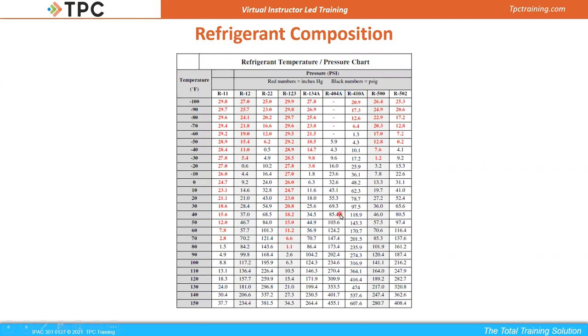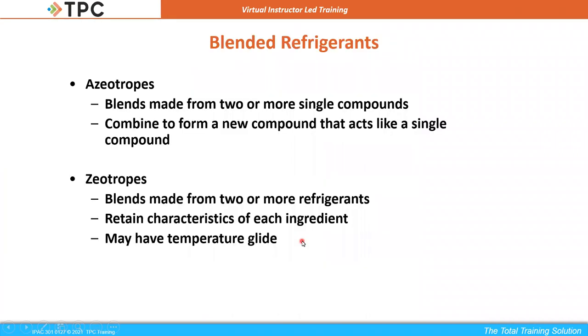But for average for United States, 120 and 400, which will put you at a 40 degree temperature for your evaporator and 115 for your condenser. That's pretty good average temperature.